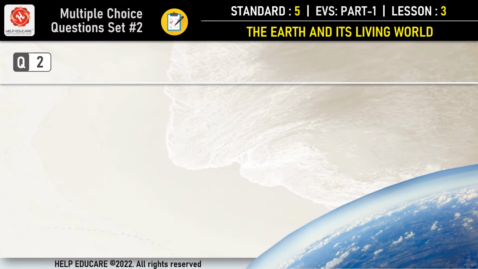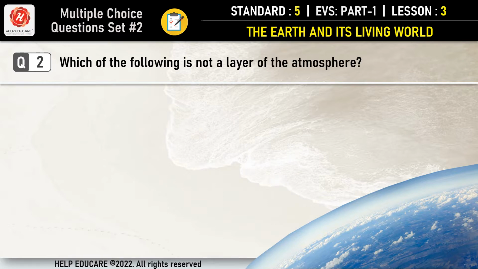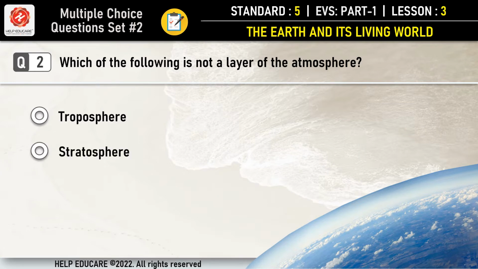Question number 2. Which of the following is not a layer of the atmosphere? First option, troposphere. Second option, stratosphere. Third option, mesosphere. Fourth option, hydrosphere.